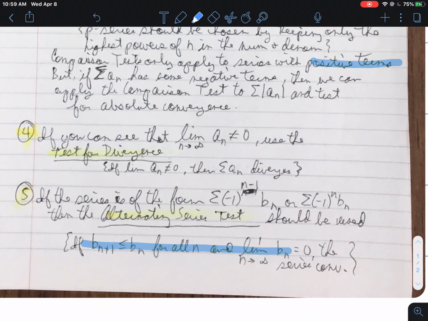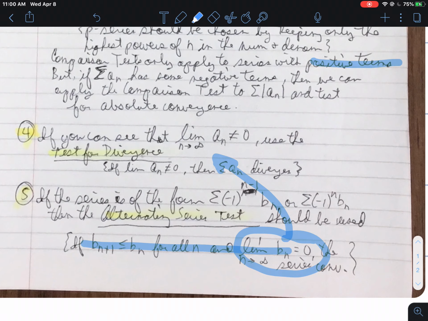Otherwise, if it fails this requirement, well, that's the test for divergence. So we said if it fails the limit test first, that's the test for divergence. That has nothing to do with the alternating series test. So be careful with alternating series as far as what it actually tells you.